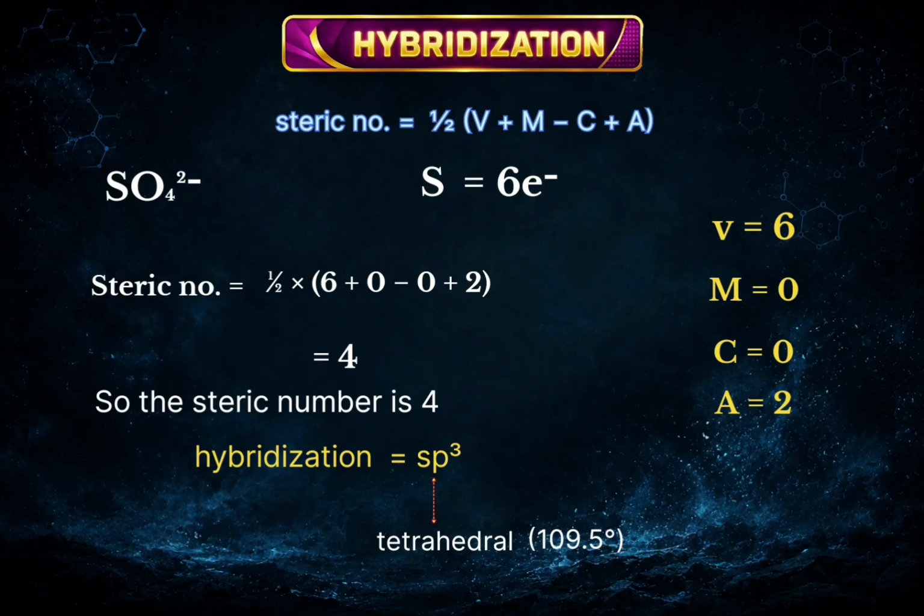Notice something interesting. No matter how different these molecules look, the process never changes. Simply calculate the steric number, identify the hybridization, and from there you can immediately predict the molecular geometry and the ideal bond angle. That's the real power of the steric number method.